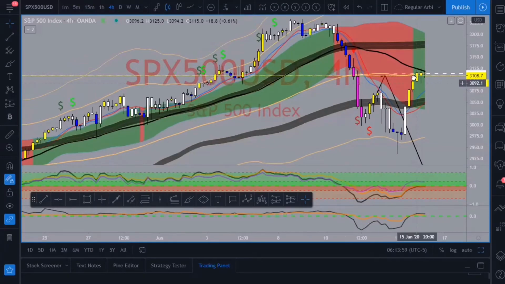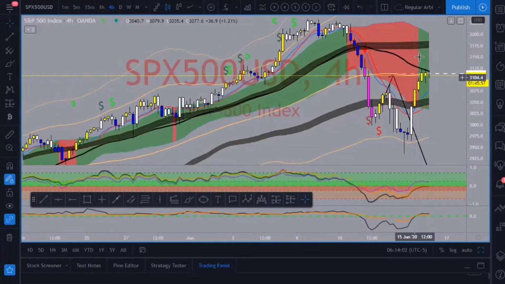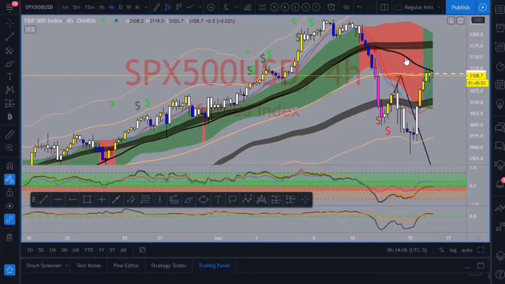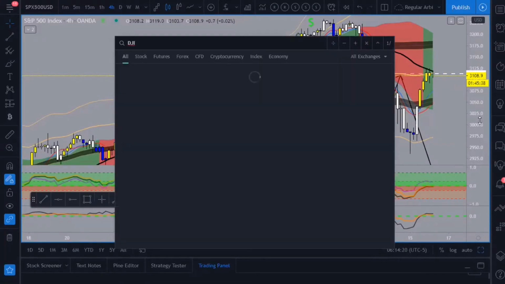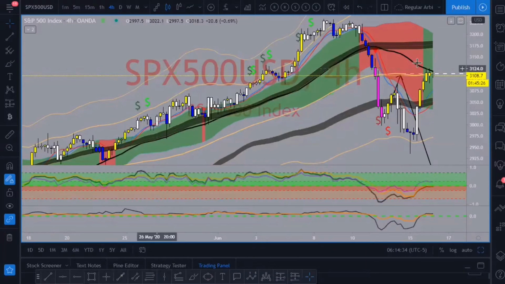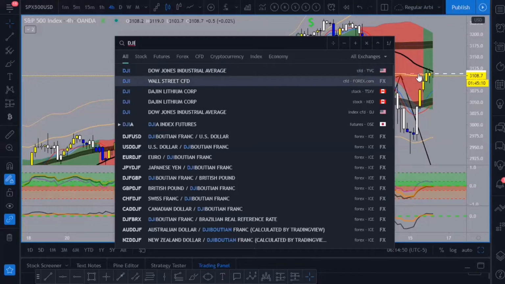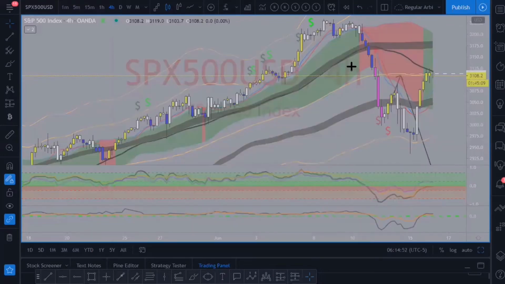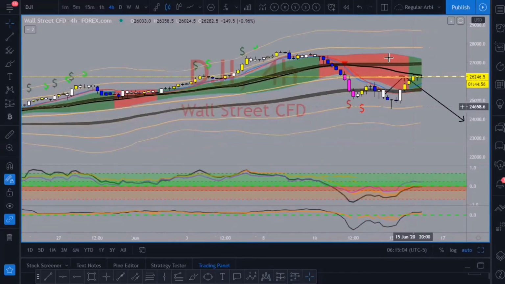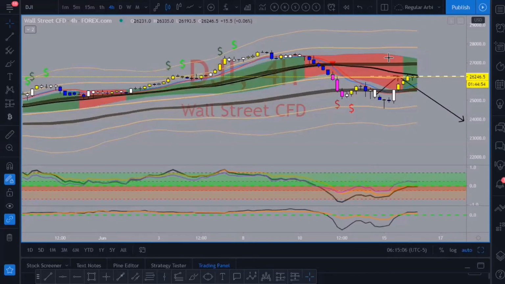So I'll go on to US 30. I just like SPX 500 better. It's just my personal preference. But yes, likewise with this too. And I'm pretty sure there's going to be a gift that's in the link.